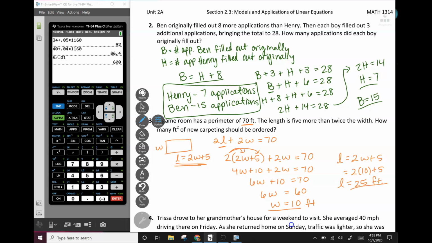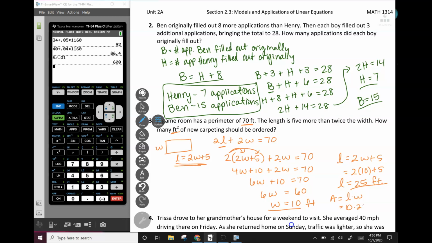But let's see what they were asking for. How many square feet of new carpeting should be ordered? So when you say square feet, you're talking about area. So to get the area of the carpet, area is length times width. So we need to multiply 10 times 25.